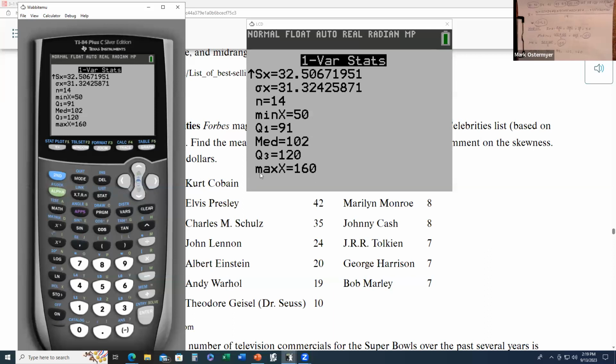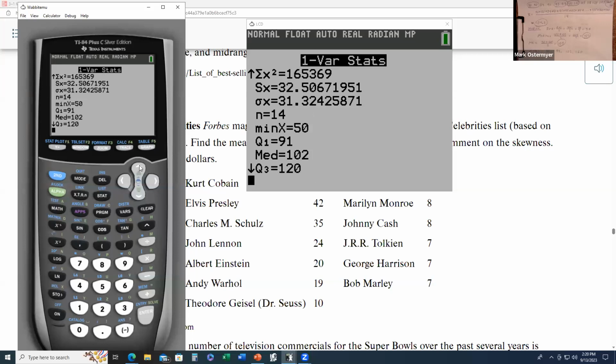Q sub 1 is called the first quartile or the 25th percentile of your data set, which is 91. The median is the second quartile, also known as the 50th percentile of your data set, which is 102. And your third quartile, or your 75th percentile, is 120. And your maximum observation in your data set is 160. We call the min, the first, second, third quartile, and the maximum value the 5-number summary of a data set.